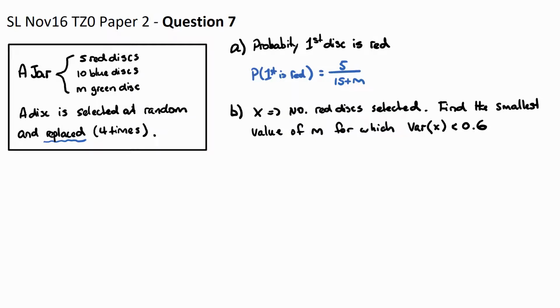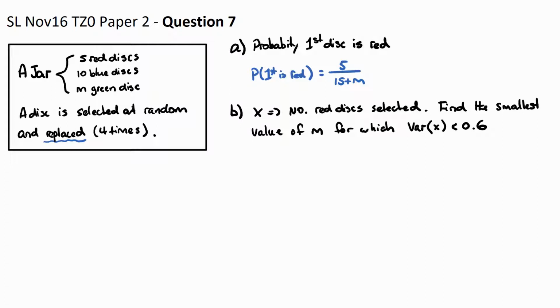Question 7, part B. So we're going to let x be the number of red discs selected out of the 4. Now we want to find the smallest value for m for which the variance is less than 0.6. So this is a bit of a tricky question. It might take a little bit of understanding, so try and follow on.